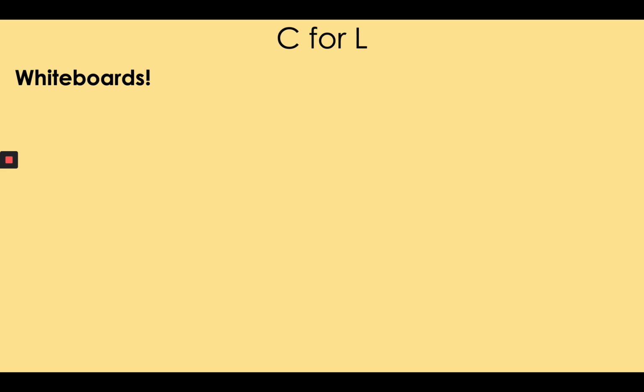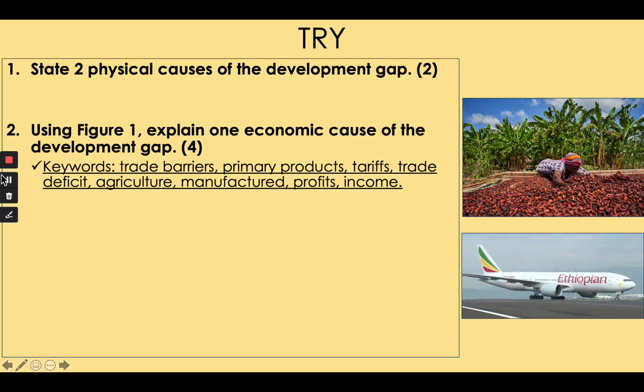Time to embed this into your memory. Answer these questions from memory and then mark your answers using the green suggested answers I give you. Here are the questions. State 2 physical causes of the development gap. That takes you back a lesson. And using figure 1, so these two pictures together, explain one economic cause of the development gap. Make sure you use all of these words. Pause the video and attempt the answers.